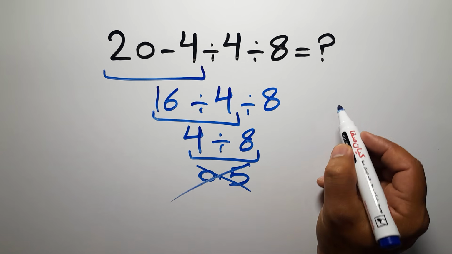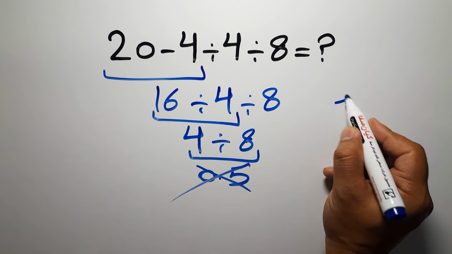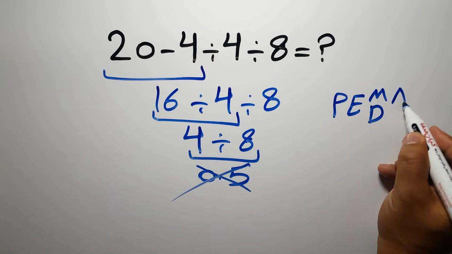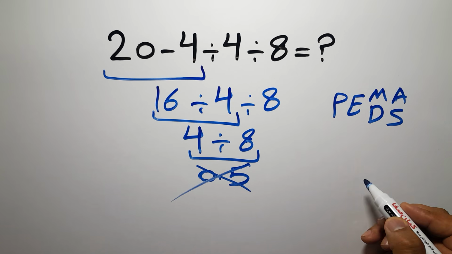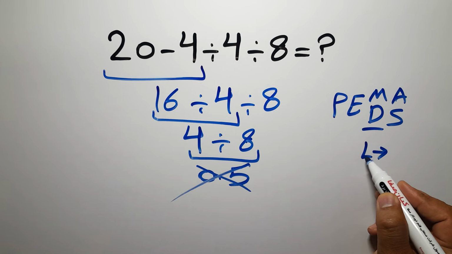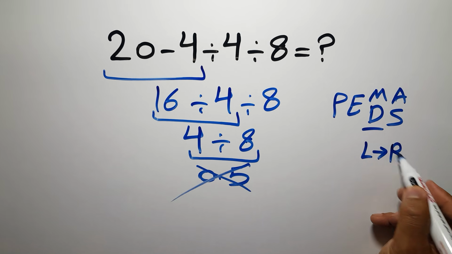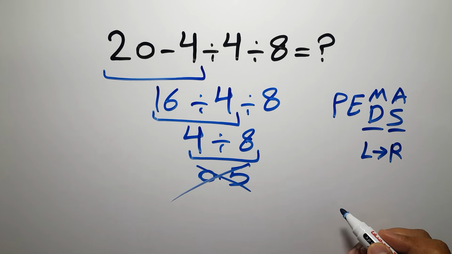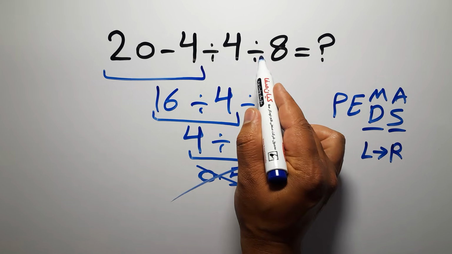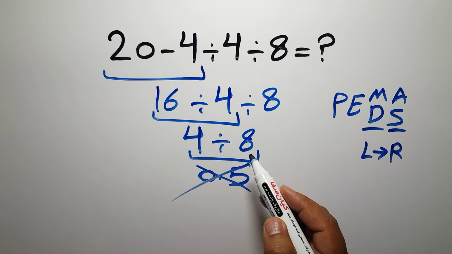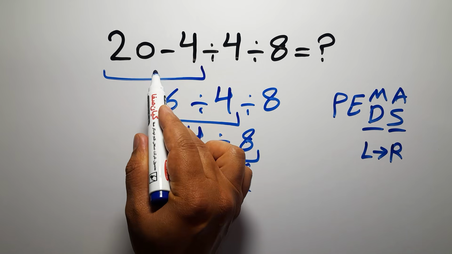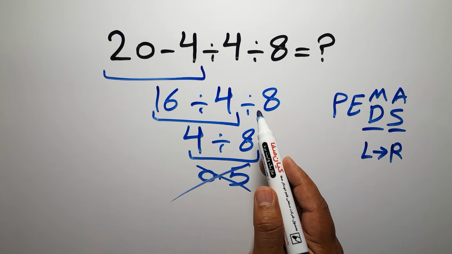Because according to the order of operations, first we have to do parentheses, then exponents, then multiplication or division, and finally addition or subtraction. Remember that multiplication and division have equal priority and we have to work from left to right. And the same applies to addition and subtraction. So here, first we have to do this division, then this division, and finally this subtraction. If you do this subtraction before this division, it is wrong.